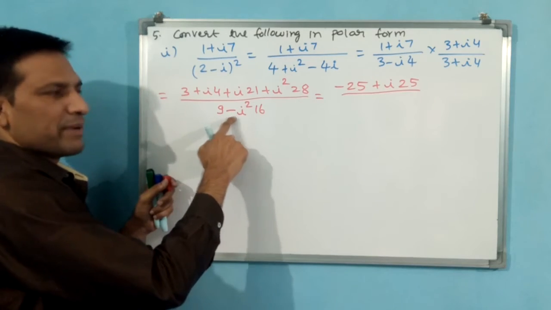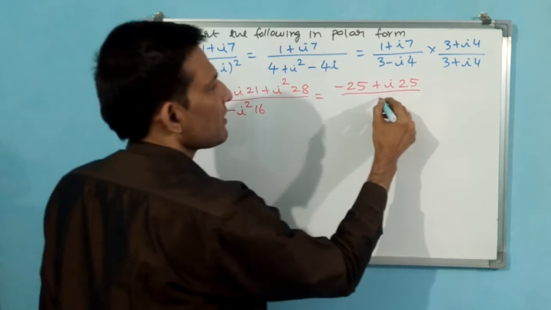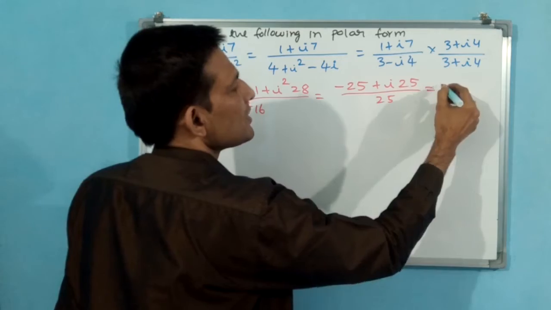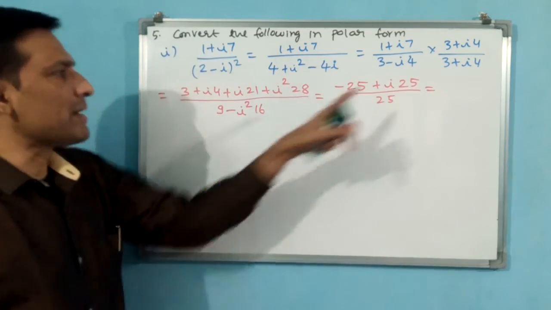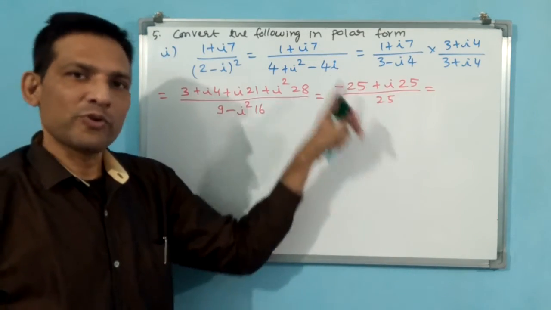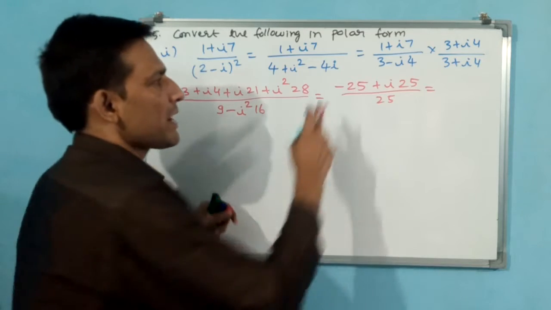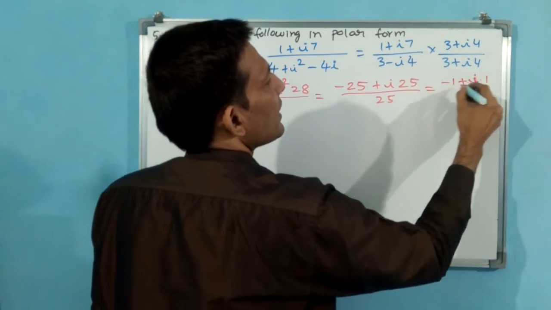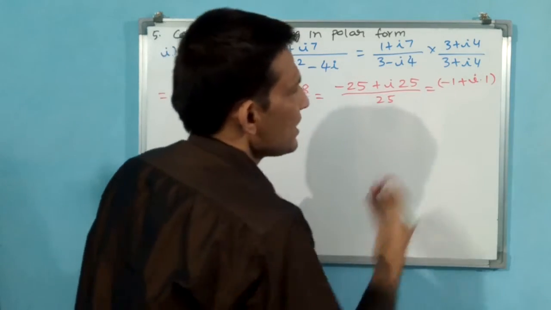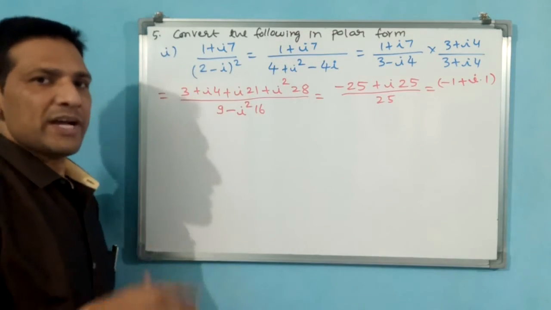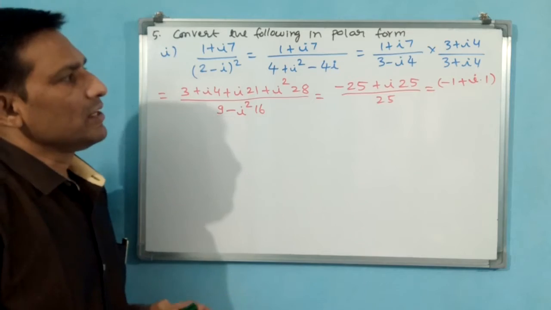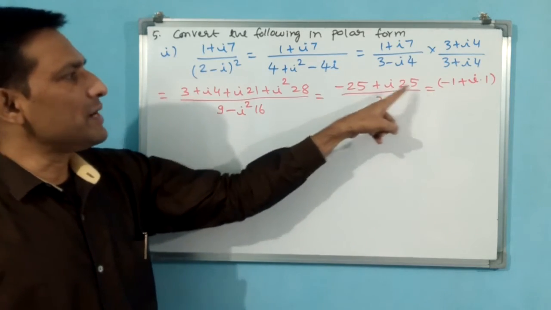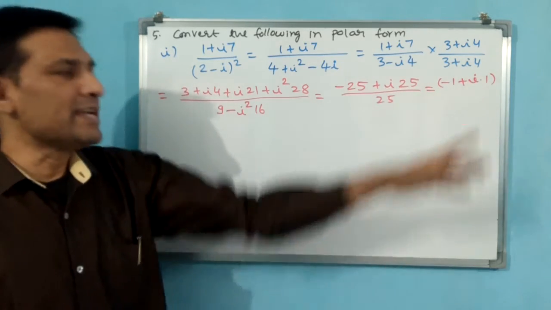Minus of minus plus 9 plus 16, 25. You see 25, you can take common in numerator and denominator, 25 is going to get cancelled. That means minus 1 plus i into 1. Now denominator is 1, you write it or you don't write it, it is okay. Now minus 1 plus i, actually it is there, but i into 1 I have written.